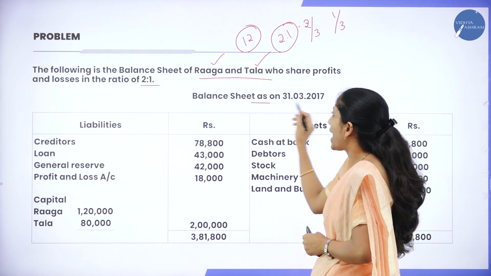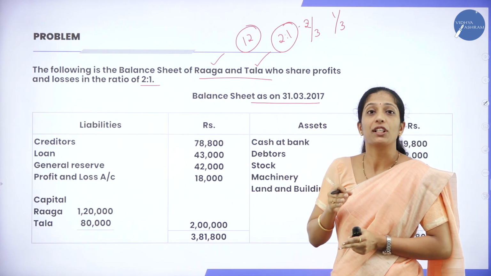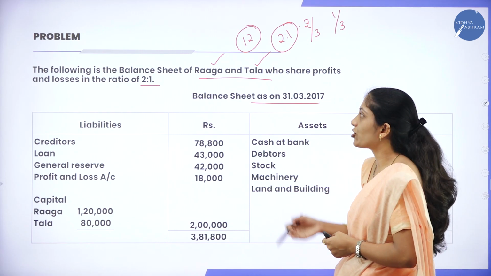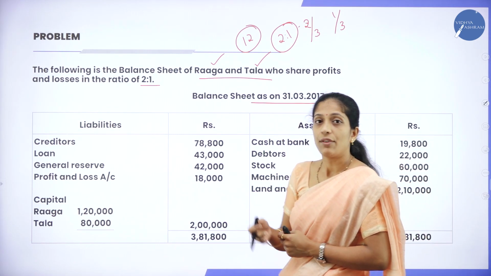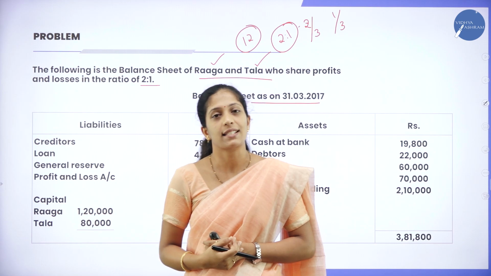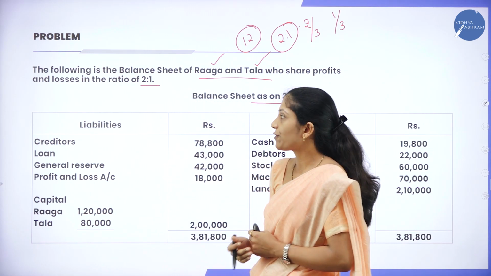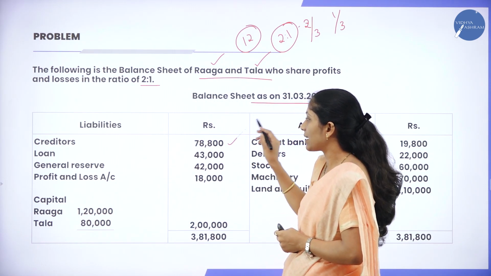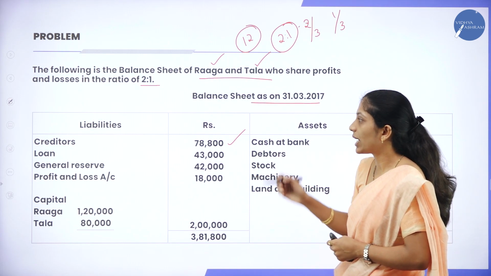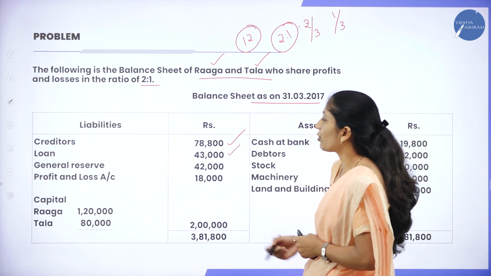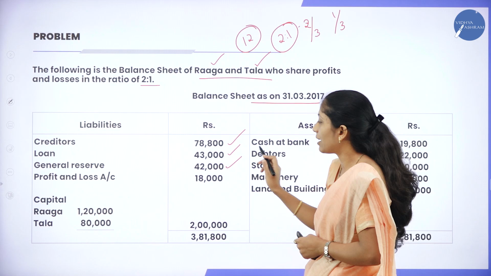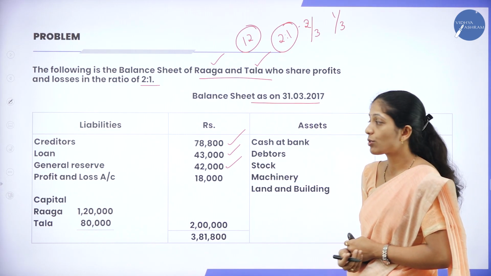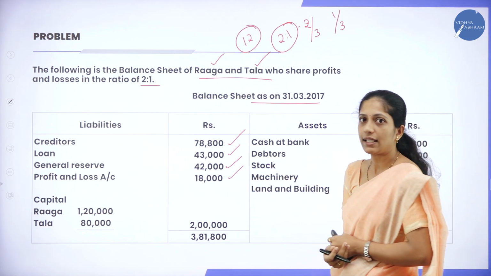And they have given the balance sheet, that is before the admission of a new partner. Now go through the balance sheet here. We are having certain items under assets as well as liability. Now if you see the liability side, we are having creditors 78,800, then loan, how much? 43,000, general reserve 42,000, and we are also having profit and loss account 18,000.